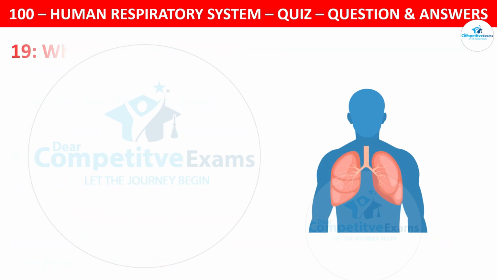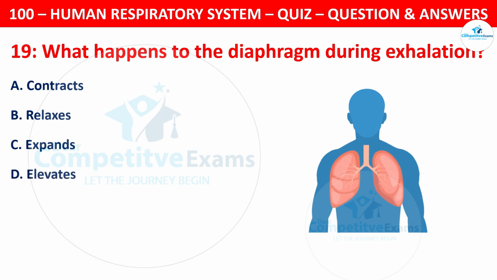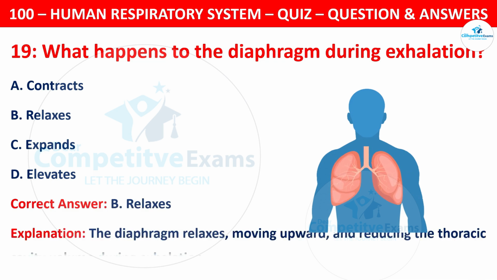Question number 19. What happens to the diaphragm during exhalation? Your options are contracts, relaxes, expands, or elevates? The correct answer is B, that is relaxes. The diaphragm relaxes, moving upward and reducing the thoracic cavity volume during exhalation.